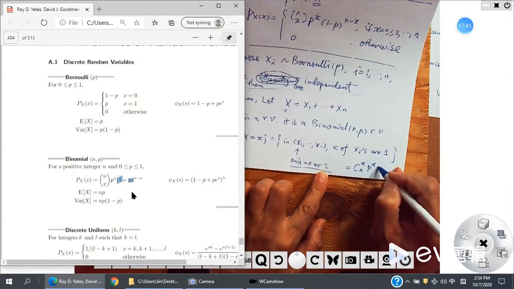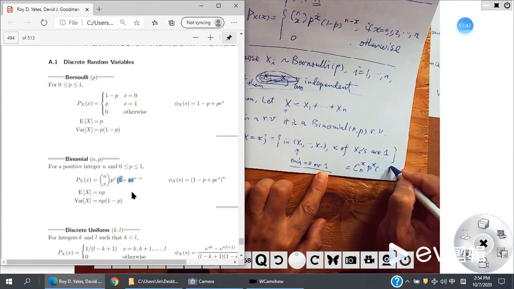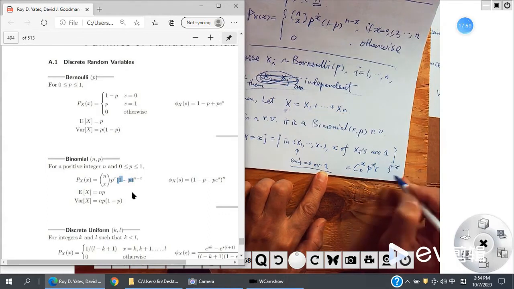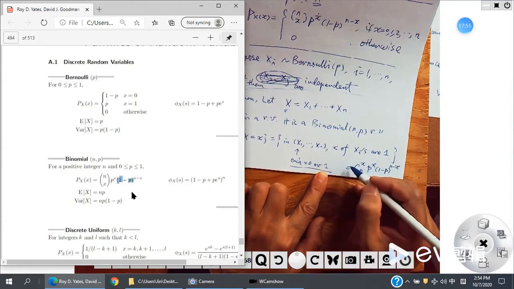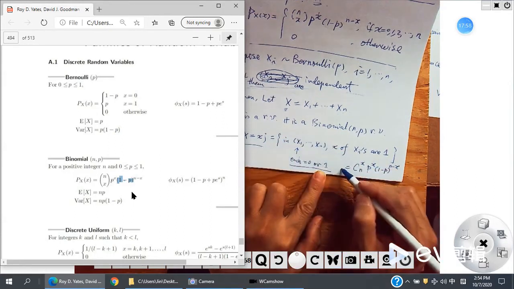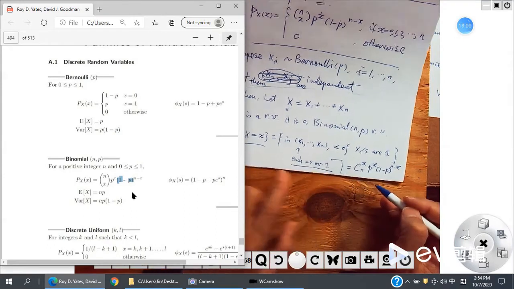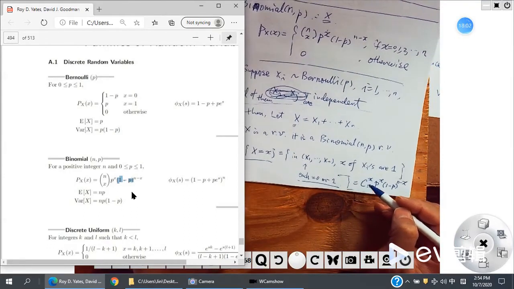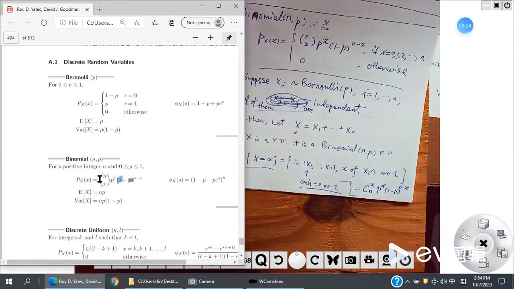And the other n minus x are 0. The probability of 0 is 1 minus p. So this is the probability, and actually this is the mass function. You can see here, this is the mass function.